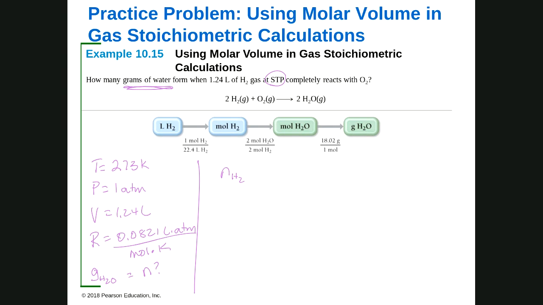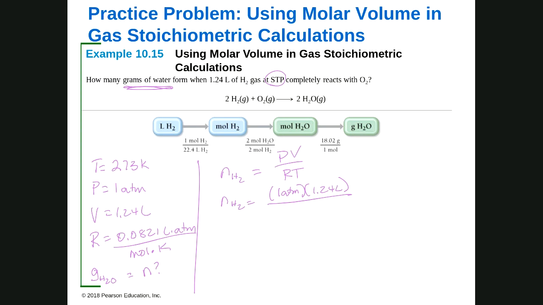All right, so N equals PV over RT. All right, I've shown you over and over how to rearrange that, so I'm not going to waste my time. All right, and so N of H2 is going to be the pressure. It's STP, so it's 1 atmosphere. And the volume, it told me, is 0.24 liters.